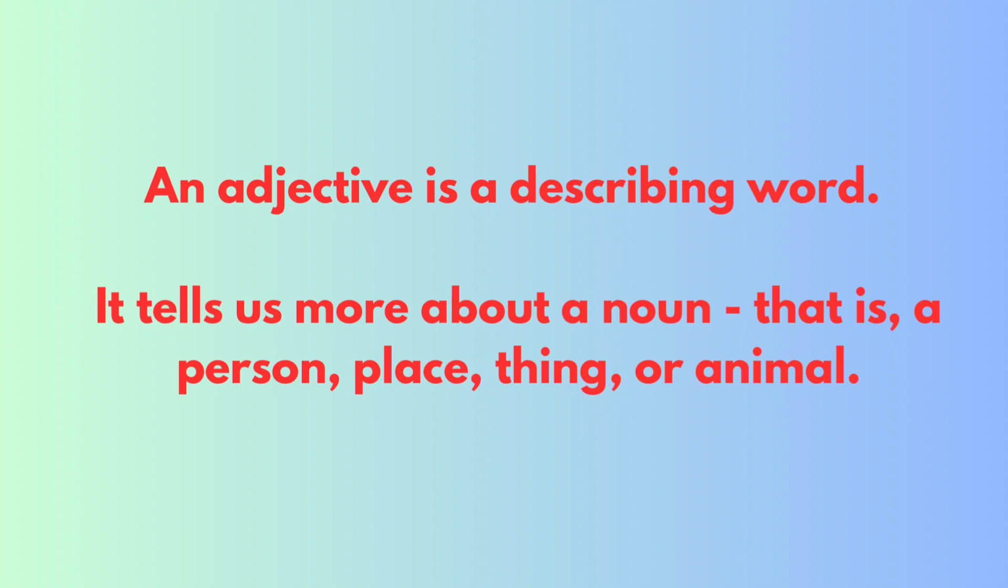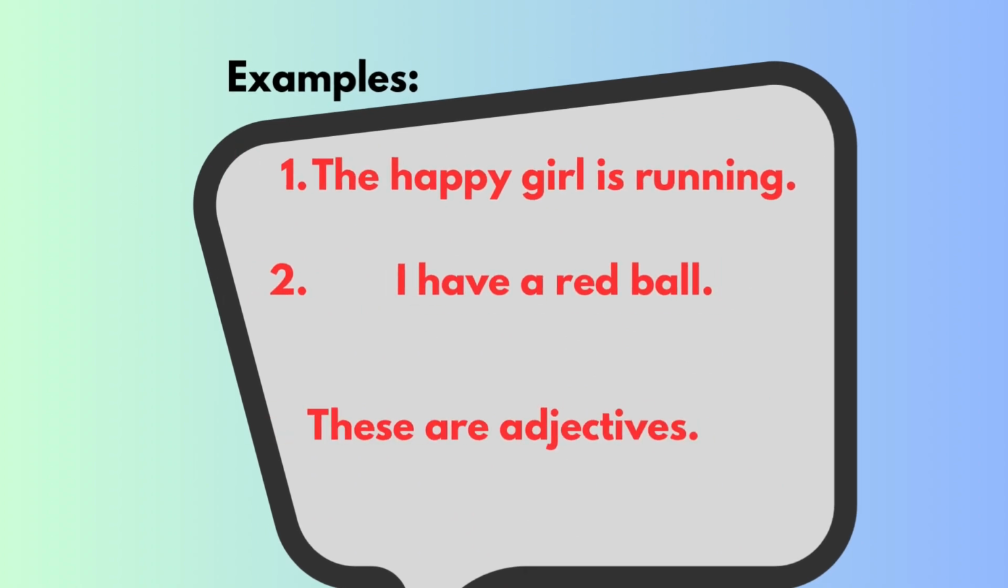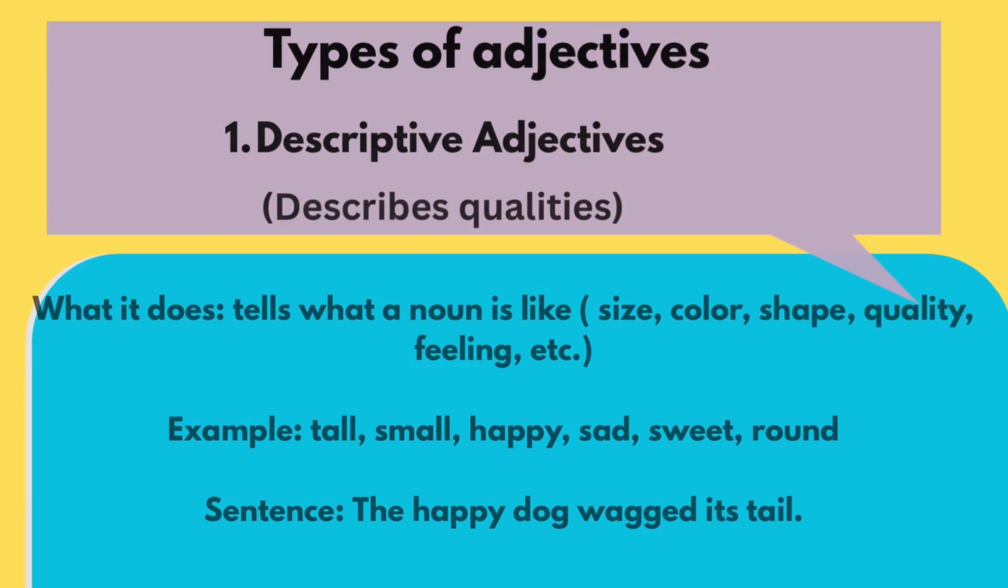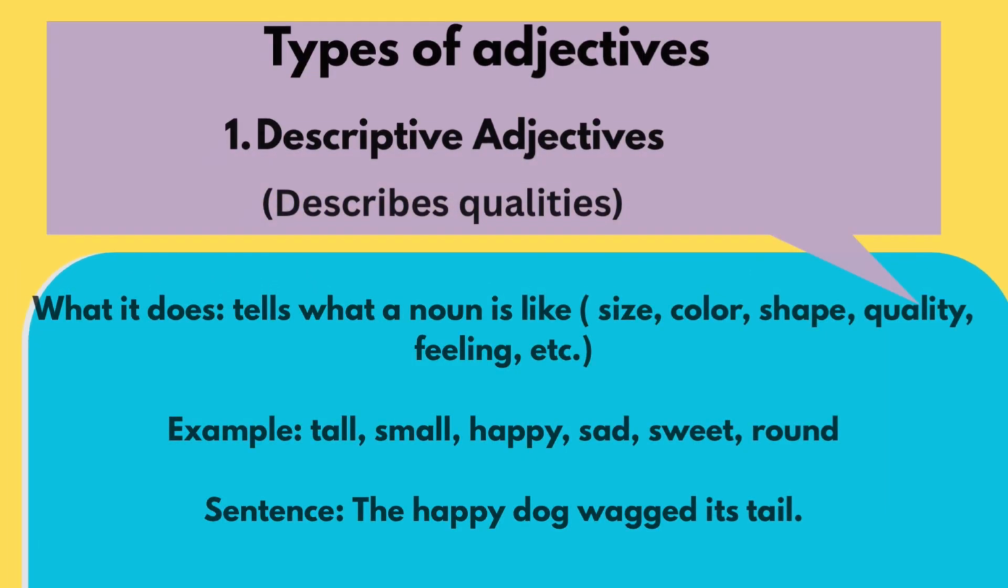An adjective is a describing word. It tells us more about a noun, that is a person, place, thing or an animal. Let's understand with an example. The happy girl is running. I have a red ball. Can you find where the adjectives are in these sentences? The adjectives are those which describe the noun, which say something about that word, some special thing.